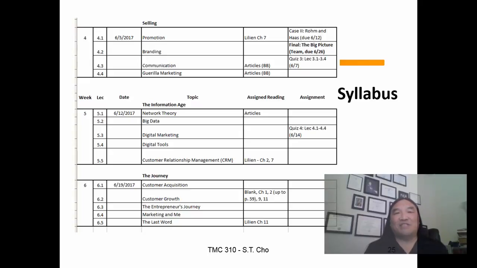One of the biggest questions I get is, Dr. Chow, how do I find a job? And it's like, oh my God, I can't believe you took my 310 class. You're a product. You market yourself. You brand yourself. And that's some of the things we'll do this semester.